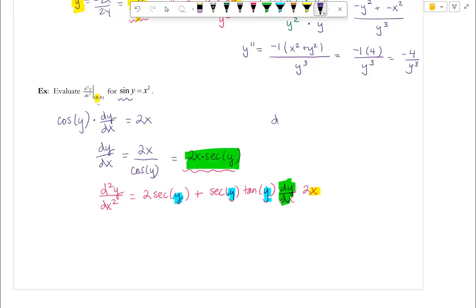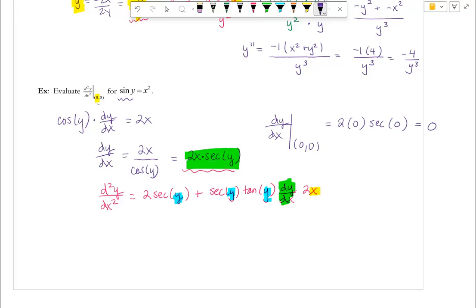Out to the side, I'm going to evaluate my first derivative at the ordered pair 0, 0, and I need to use this notation to show that's what I'm doing. I get 2 times 0 times the secant of 0. The secant of 0 is 1 over the cosine of 0, and since the cosine of 0 is 1, the secant of 0 is also 1. But it doesn't matter if I know that in this moment because I'm multiplying by a 0. So dy dx is 0.